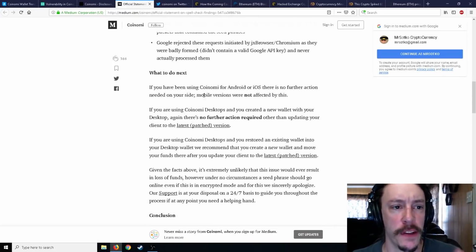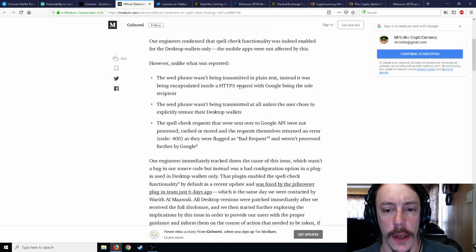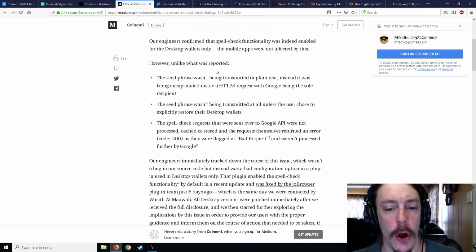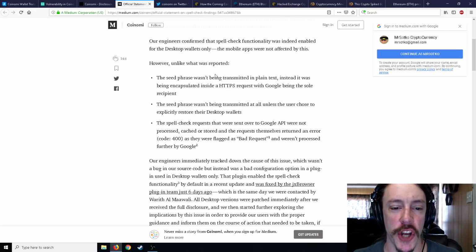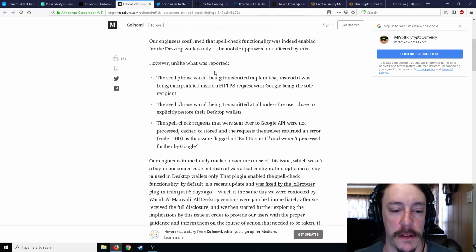So this is Coinomi's explanation, and they basically say that the seed phrase wasn't being transmitted in plain text. Instead, it was being encapsulated inside of an HTTPS request, with Google being the sole recipient. The seed phrase wasn't being transmitted at all unless the user chose to explicitly restore their desktop wallet. So if you restored the wallet, that was where the problem was. The spell check requests that were sent over Google API were not processed, cached, or stored, and the requests themselves returned an error code 400 as they flagged as bad request and weren't processed further by Google.